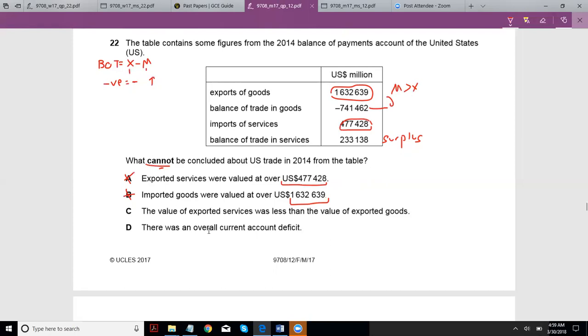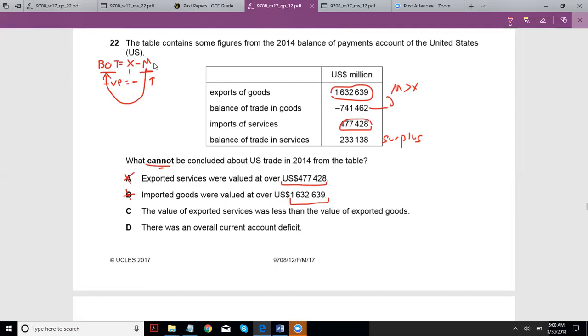So C, the value of exported services was less than the value of exported goods. So if you look at exported services, we don't have it, but we can calculate it. If you have your balance of trade in services, for example, and you have M, which is your imports of services, you can just take M to the other side and add it there, and you get your exports of services.